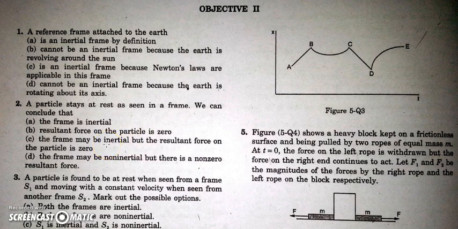Again, option C is correct, because when you see from an inertial frame, the acceleration of the particle is zero because it is not moving with respect to the frame, so the net force must be zero. And option D: if the frame is non-inertial, there is a non-zero resultant force on the particle. D is also correct, because when the frame is non-inertial, it is accelerating, and you see an object from it which appears to be at rest, so the acceleration of the object should be the same as the acceleration of the frame, so it must be accelerating.